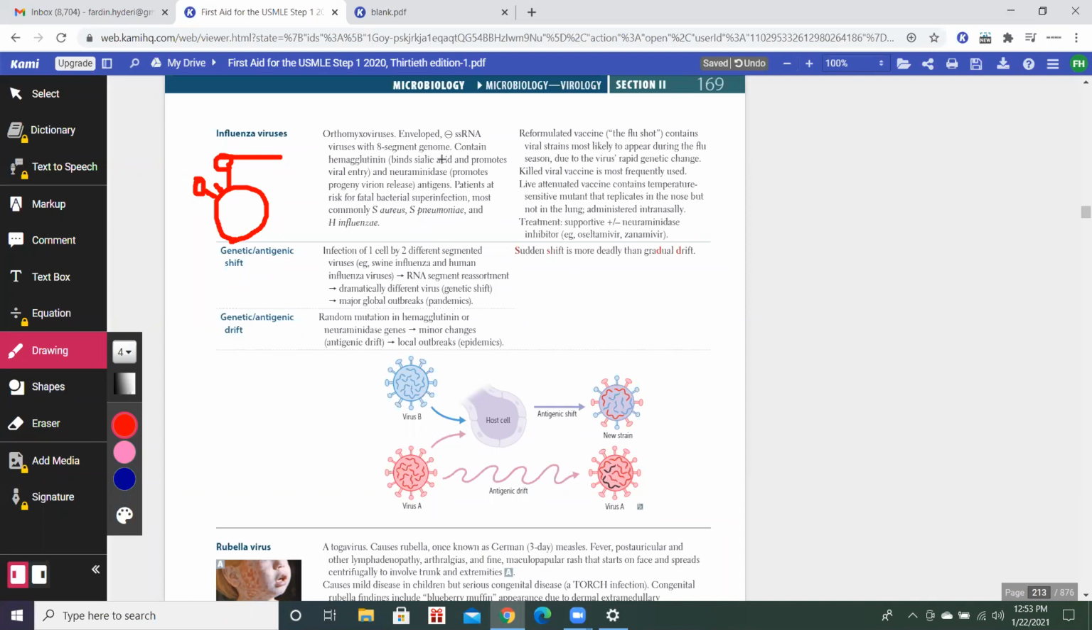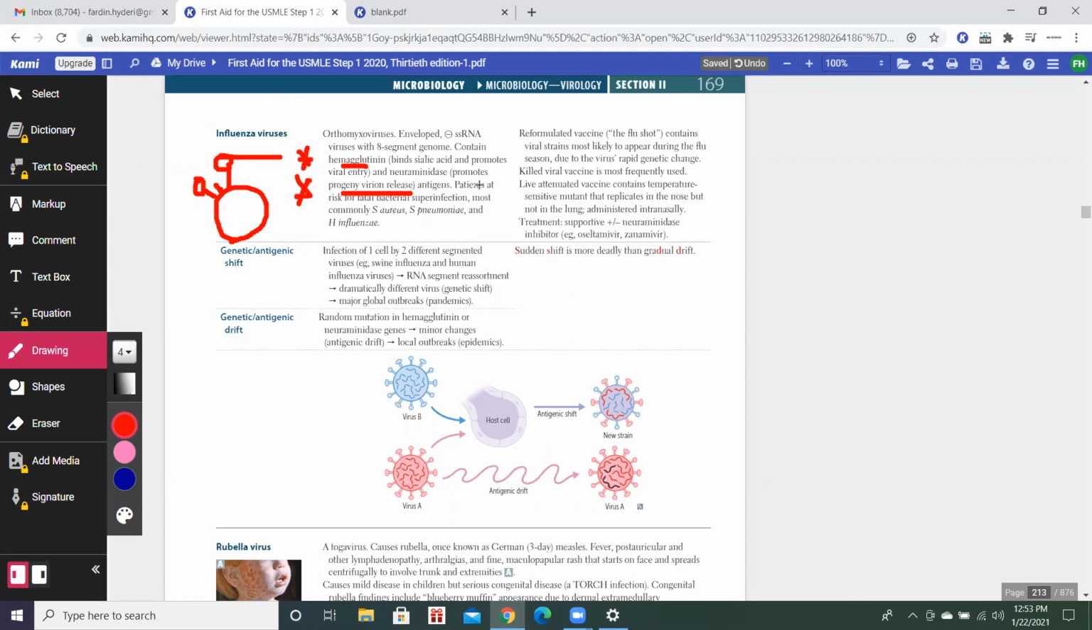So basically, hemagglutinin will bind to sialic acid and allow the entry of the virus into the organism, and neuraminidase will promote viral release. This is very, very commonly tested. What is the function of hemagglutinin and what is the function of neuraminidase? Hemagglutinin will allow the virus to enter by binding with the cell surface receptor sialic acid, and neuraminidase will allow the virus to be released. One is for release, one is for binding. Hemagglutinin is binding and neuraminidase will help in release.